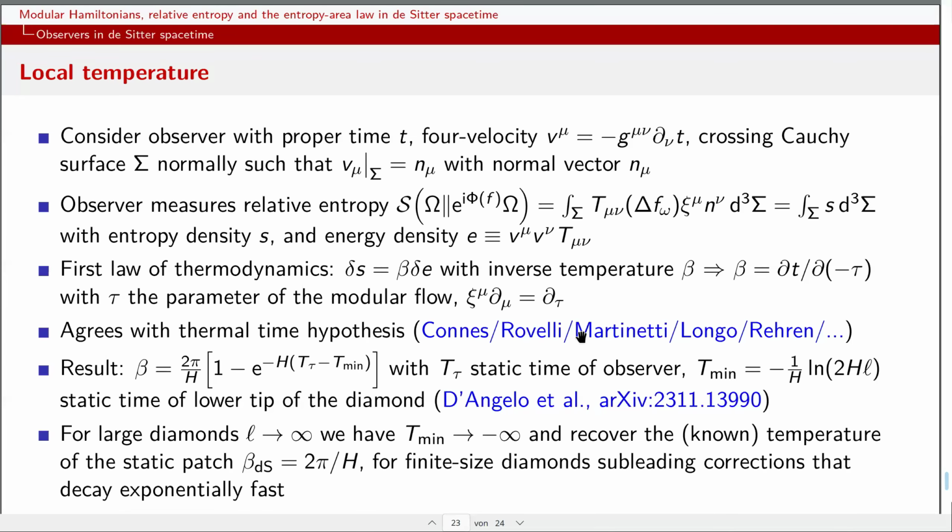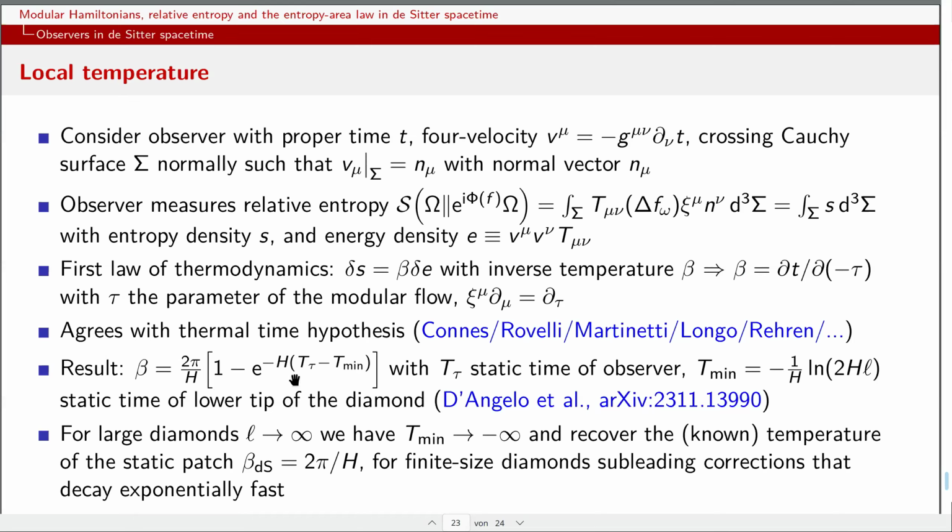Now, this is exactly the result that was postulated by the thermal time hypothesis. Well, let's put some names here. This is what, 20 or 25 years ago. And if then one plugs in the result that we had before and computes this inverse temperature beta, this is the result. So there's a 2 pi over H. This is maybe the well-known temperature of the de Sitter static patch. But then there are corrections.